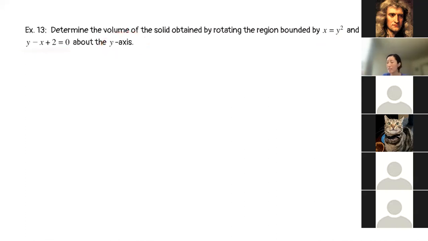And so as soon as I see that word revolve, in my head, I'm thinking, once I sketch the graphs, I'm going to draw that reflection on the other side of the y-axis just to help myself imagine what this might look like, okay? So as I'm setting up the grid, tell me about x equals y squared and y minus x plus 2 equals 0. What do those look like?